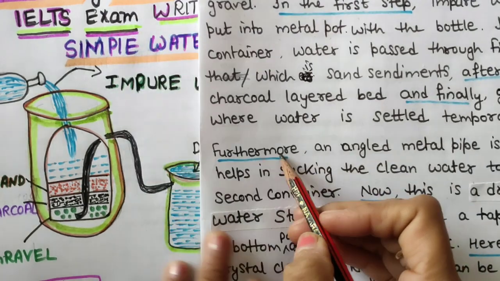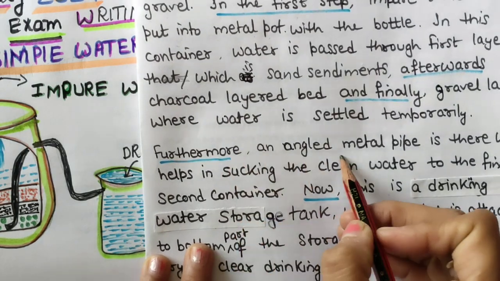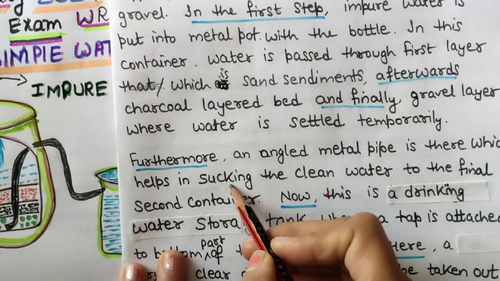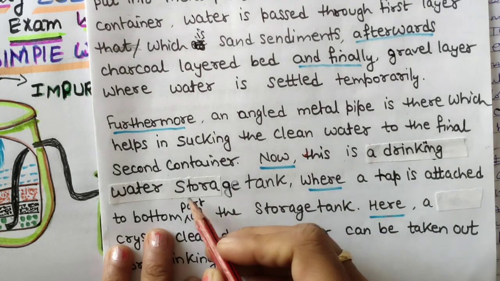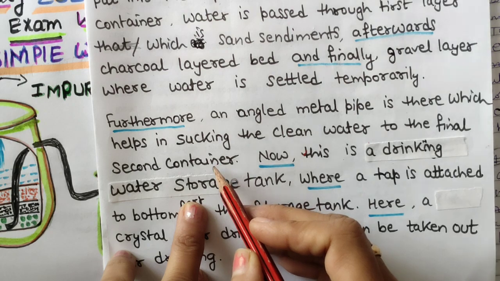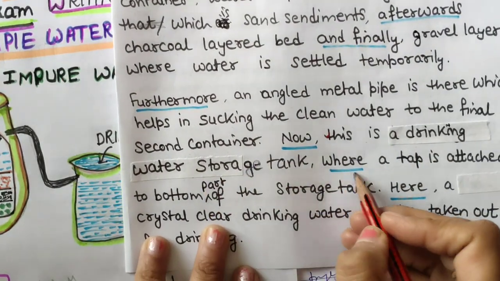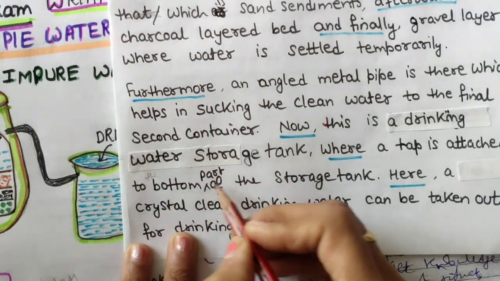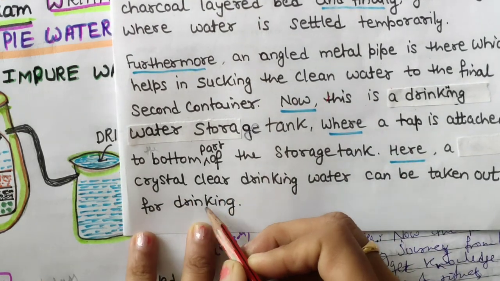Now the next part of the diagram, from here to here. Furthermore, an angled metal pipe is there which helps in sucking the clean water to the final second container. Now this is a drinking water storage tank. I am giving the definition of this container. This is a drinking water storage tank where a tap is attached to the bottom part of the storage tank. Here crystal clear drinking water can be taken out for drinking.